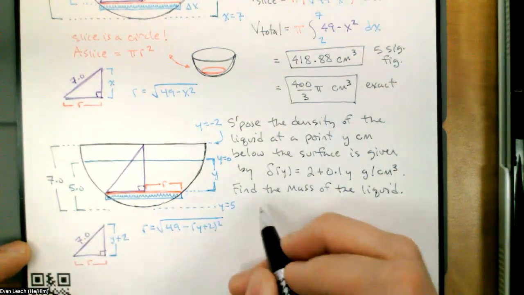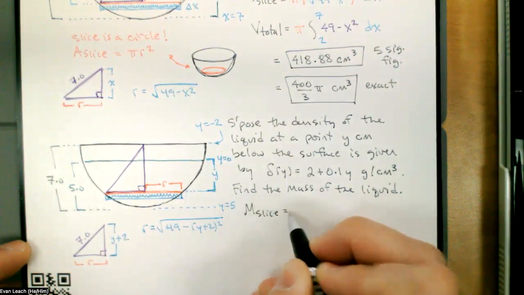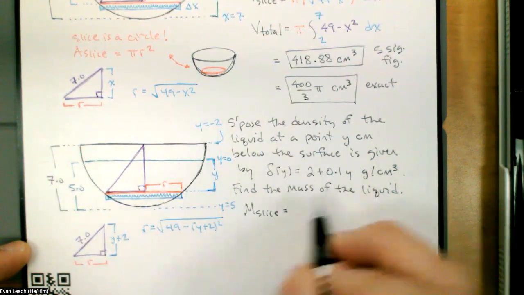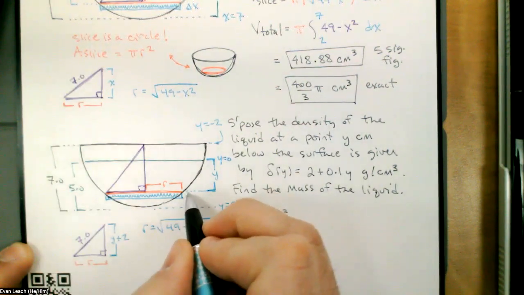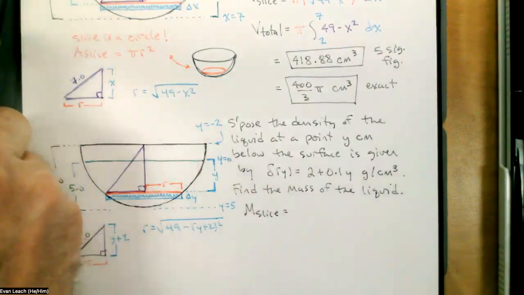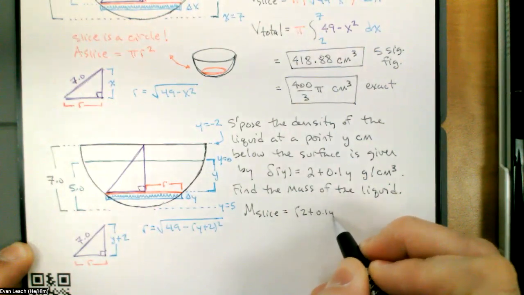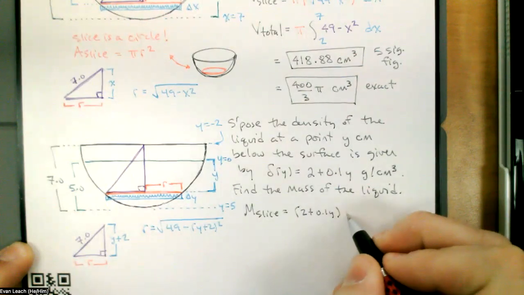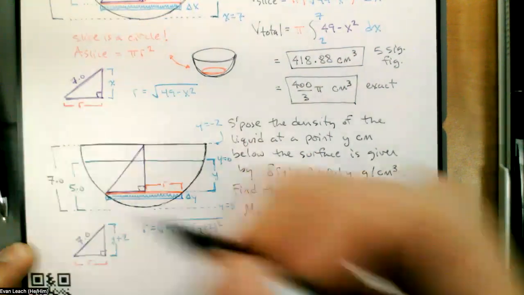So the mass of the slice will be the density of the slice multiplied by the area of the cross section multiplied by the height of the slice. So we're going to take the density of the slice, multiply by the area of the cross section, multiplied by the height of the slice.